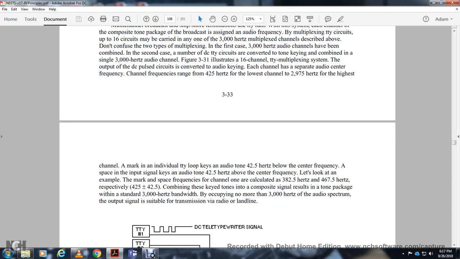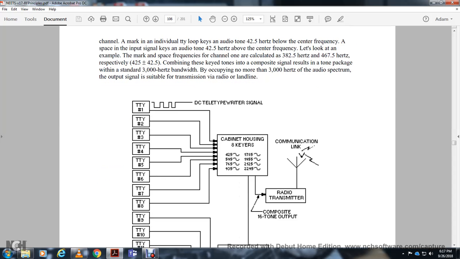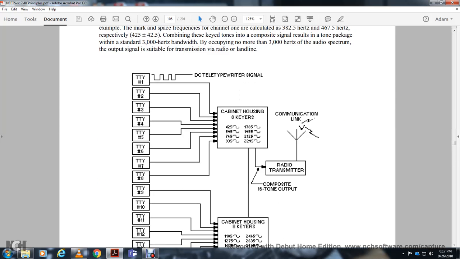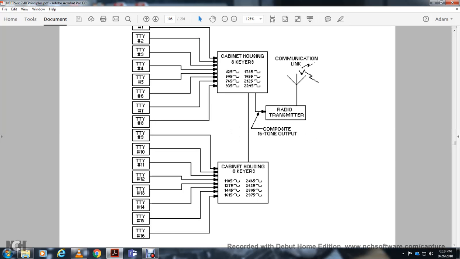Calculated, 382.5 and 467.5 hertz respectively, 425 plus or minus 42.5. Combined, these tones make the composite signal, the tone package, with a standard value of 3,000 hertz bandwidth. By occupying no more than 3,000 hertz of the audio spectrum, the output signal is suitable for transmission via radio or landline. All right, you have your teletypewriters 1 through 16, your cable DC teletypewriter signal, the cabinets housing 8 keyers each, the communication radio composite 16 tone output, and the radio transmitter communication link.